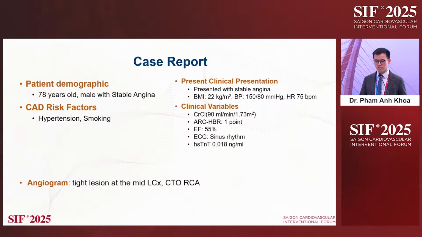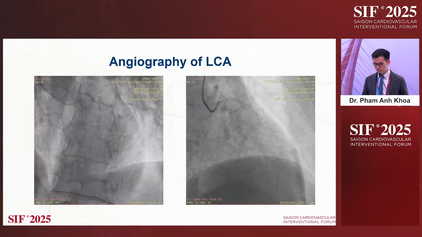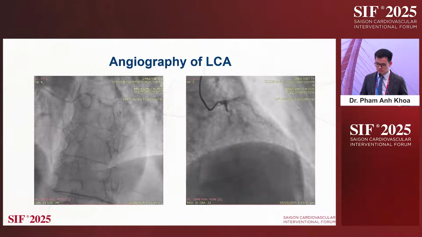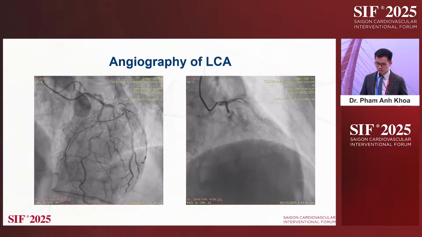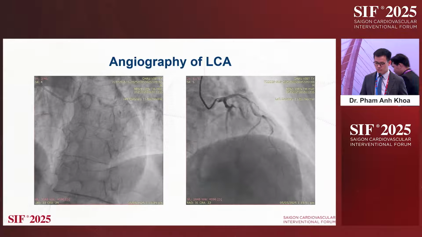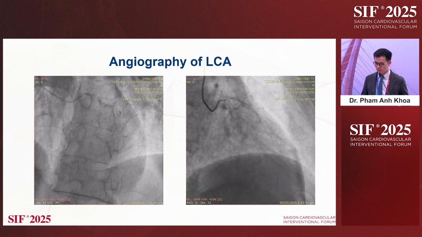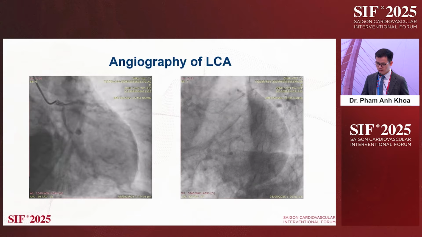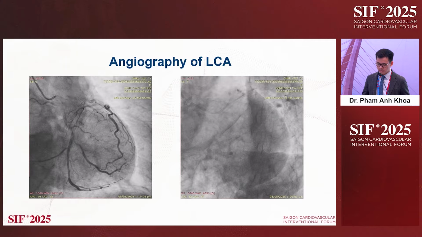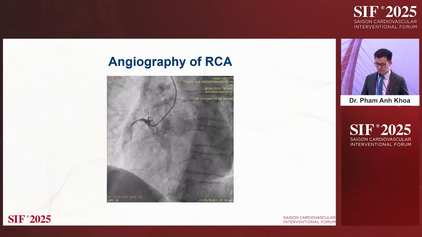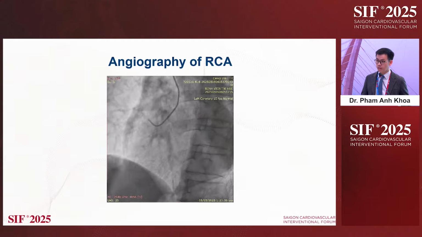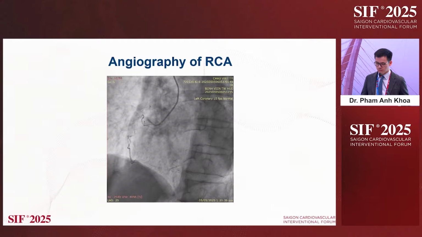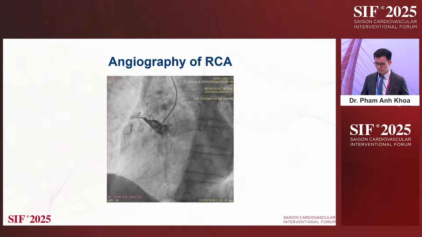The middle of the LCA is quite tight, like a CTO in the RCA. This is the coronary angiography. You can see a moderate stenosis of the LAD, and a tight stenosis of the LCX. Here is the RCA, where we have a total occlusion with a self-collateral channel from the ostium.